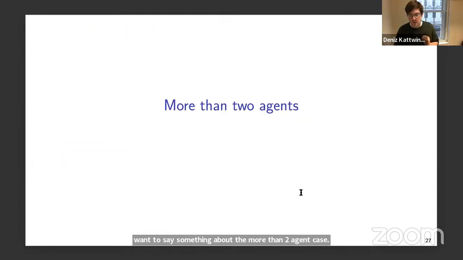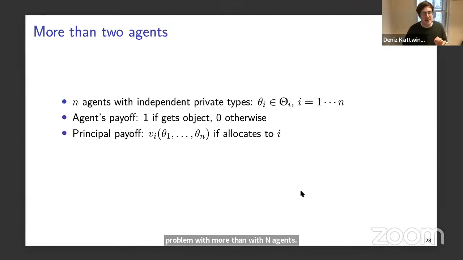So if you want to think about this problem with more than two agents, then you have to make some assumptions, and we think that the most natural way to think about this problem is as an allocation problem. So what we are looking at now is an allocation problem with n agents. More precisely, we have n agents, and they all have independent private types theta I. This is their private information.